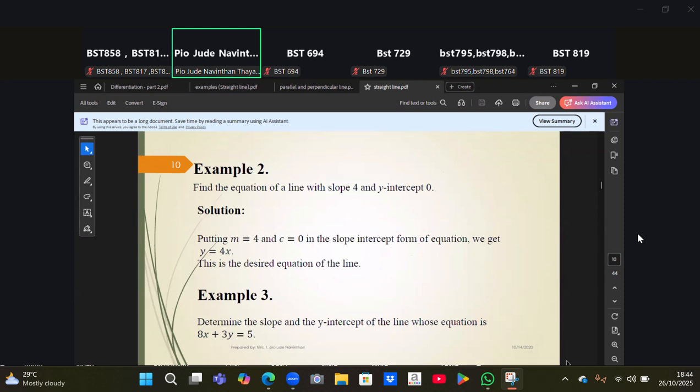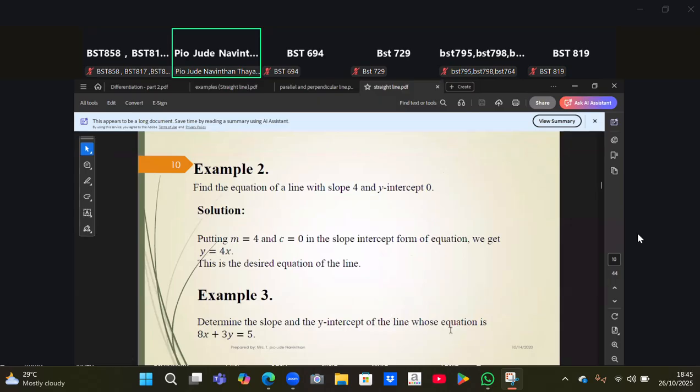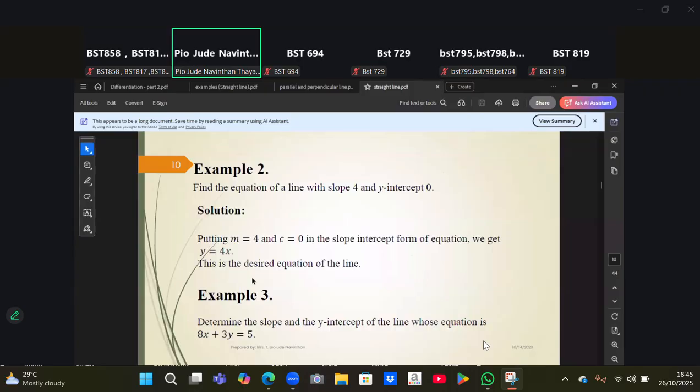The example: find the equation of a line with slope 4 and y-intercept 0. It means c is equal to 0, m is equal to 4, so y is equal to 4x. The second one is: determine the slope and the y-intercept of the line whose equation is 8x plus 3y plus 5 equal to 0. We have the format y is equal to mx plus c, then easily we can identify what m and c are.